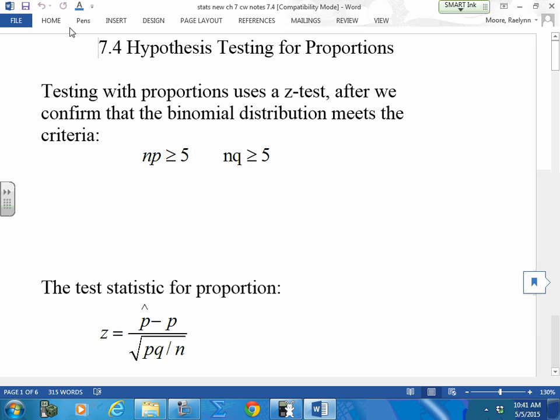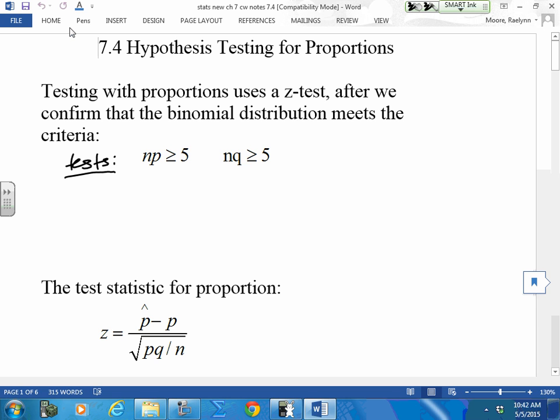And they're binomial numbers. They're whole numbers. You can't have a partial response on this. So we had a binomial situation. So to make sure that your binomial situation approximated a normal curve, we ran these two tests. N times p greater than or equal to 5, n times q greater than or equal to 5.